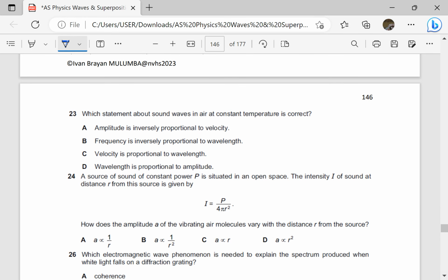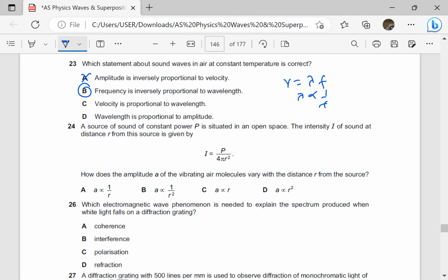Which statement about sound waves in air at constant temperature is correct? Amplitude is inversely proportional to velocity. That is not true. Frequency is inversely proportional to wavelength. That is very true. From V is equal to lambda F, lambda is inversely proportional to F. So the answer is B. Frequency is inversely proportional to wavelength.